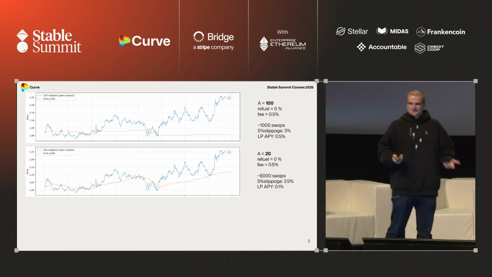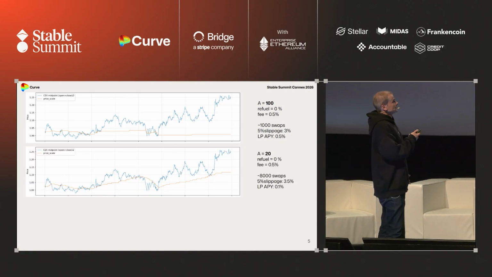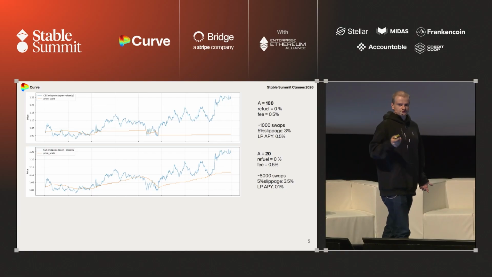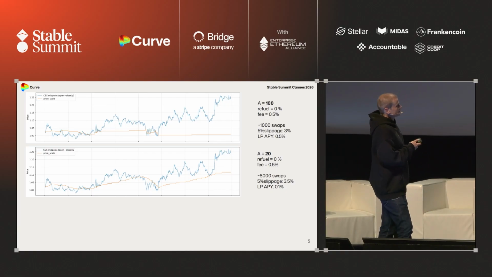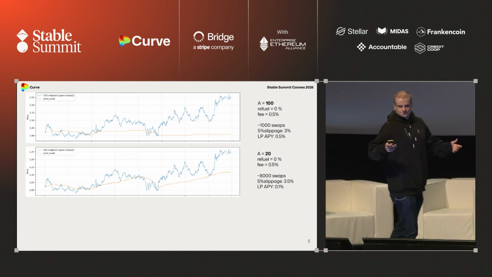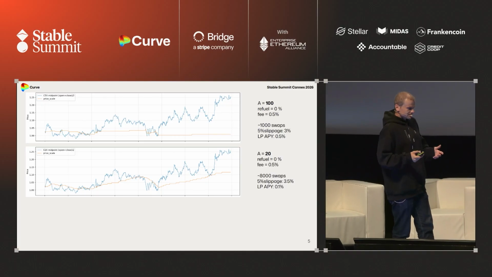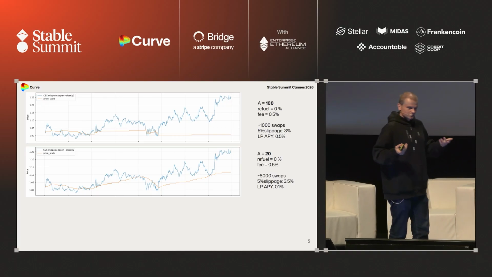Now, if you select other parameters, let's say we want a bit lower A, this concentration value of the stable swap invariant. The pool is a bit more active. Arbitrageurs brought 8,000 swaps. But the slippage actually got worse, because if you reduce the A, that means that you are now in a worse slippage situation.